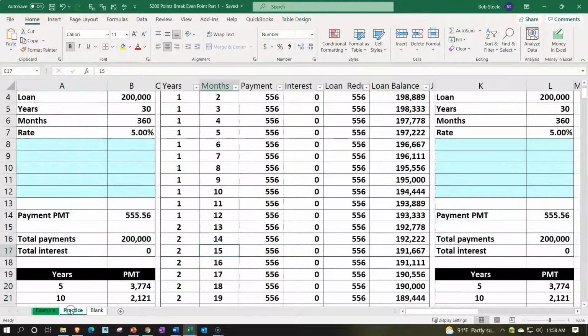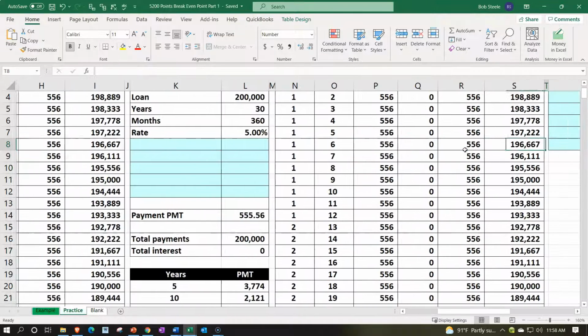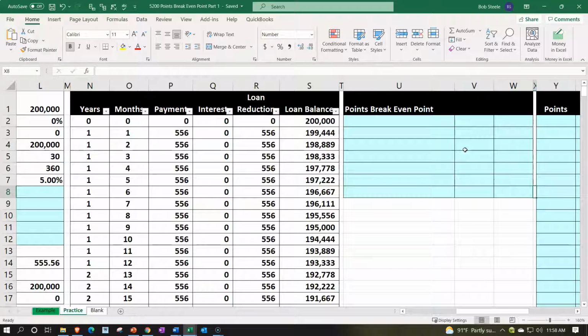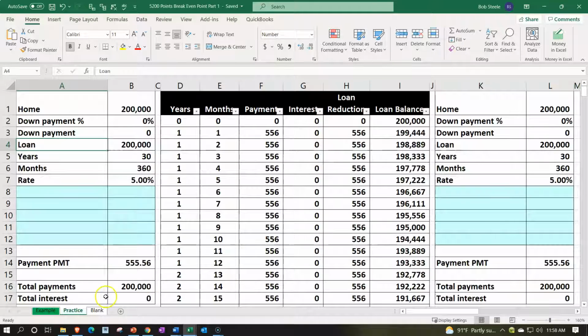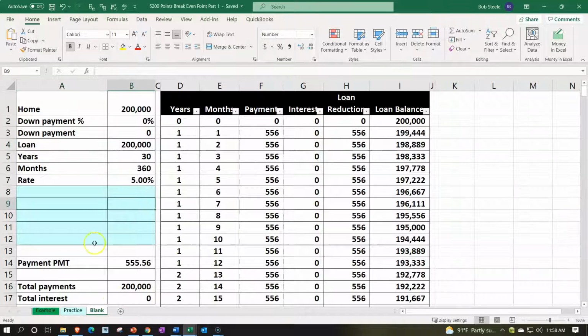So if we go to the practice tab, it's going to have the same information but with some blank cells so that you don't have to go through the formatting so much and can work through the practice problem with less formatting. The blank tab is where we're just going to start from scratch. We're going to make everything from one scratch.